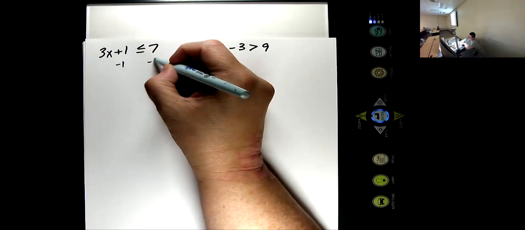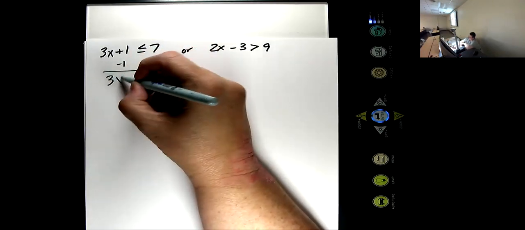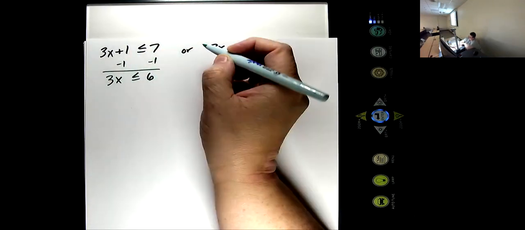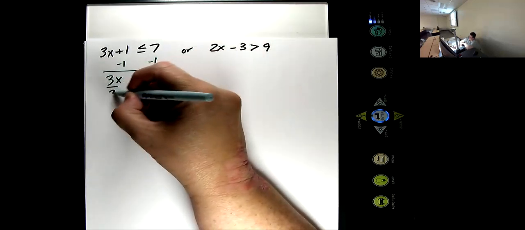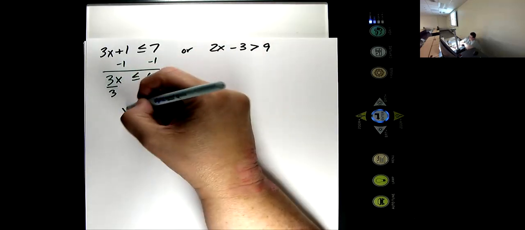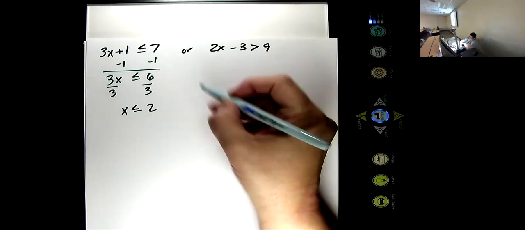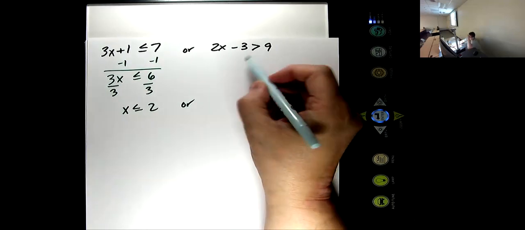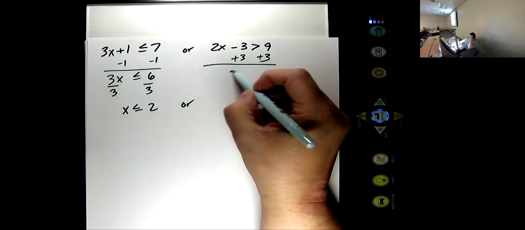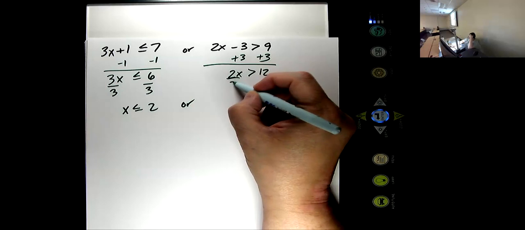Subtract 1 from both sides here. Get 3x is less than or equal to 6. Divide by 3, and I get x is less than or equal to 2. Or I add 3 to both sides, and I get 2x is greater than 12. Divide by 2, and I get x is greater than 6.